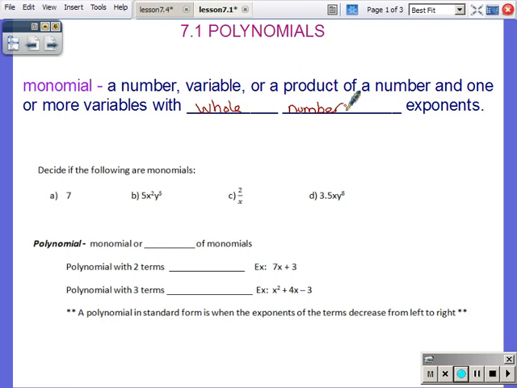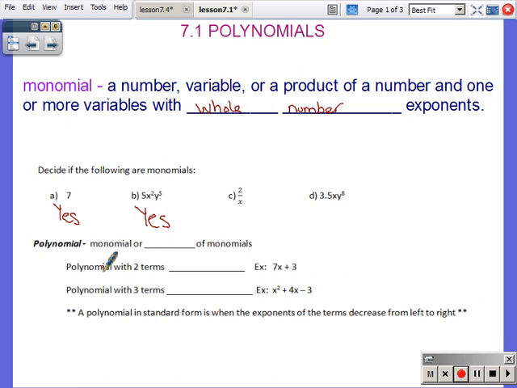So deciding if the following are monomials, letter A is 7. Well, 7 is just a number. Technically, it's to the first power, so yes, that would be a monomial. For part B, 5x squared y to the 5th. Number variable combination. They are separated by multiplication, product, so that's good. Now let's take a look at those exponents. 5 is really to the first, x is to the second, y is to the 5th, all whole number exponents. So yes, that one is also a monomial.